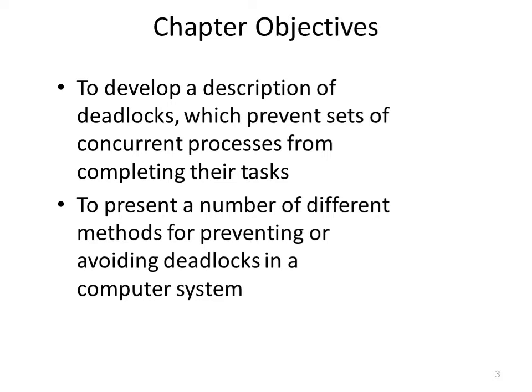The main objectives of the deadlock chapter is to develop a description of deadlocks which prevents a set of concurrent processes from completing their task. The second objective is to present a number of different methods for preventing or avoiding deadlocks in a computer system.